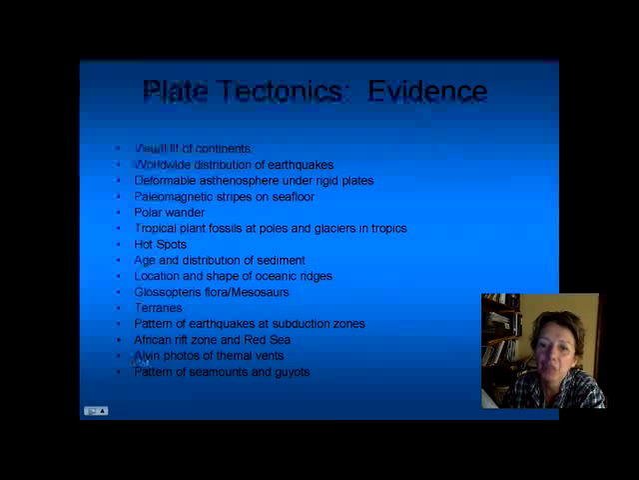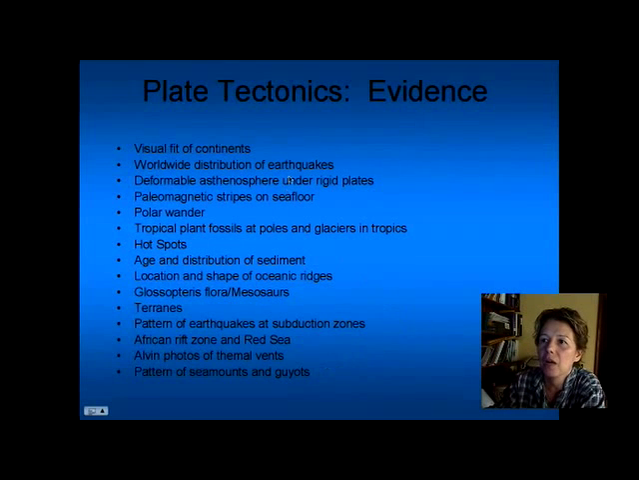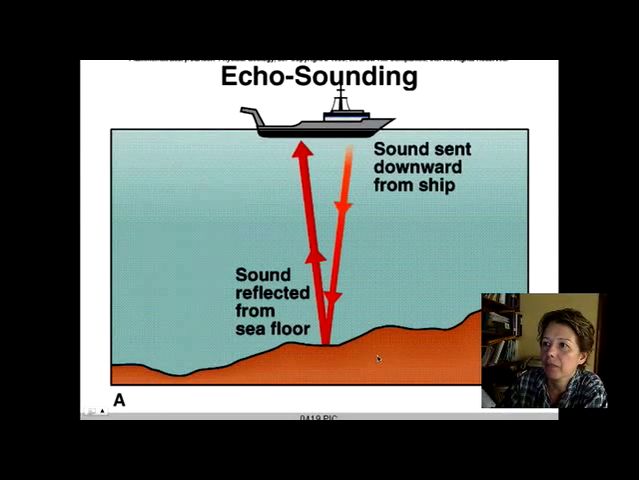And then when you go down into the rift zone and look at the photos from Alvin, you see that there are vents that look like lava coming out of the bottom of the sea floor. Also, these patterns of seamounts and guyots look like they spread away from a spreading center. So I think I have some of the cartoons of these. Here.